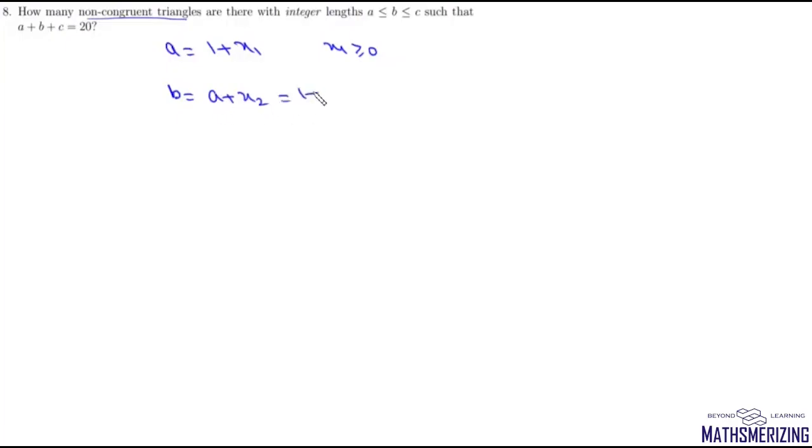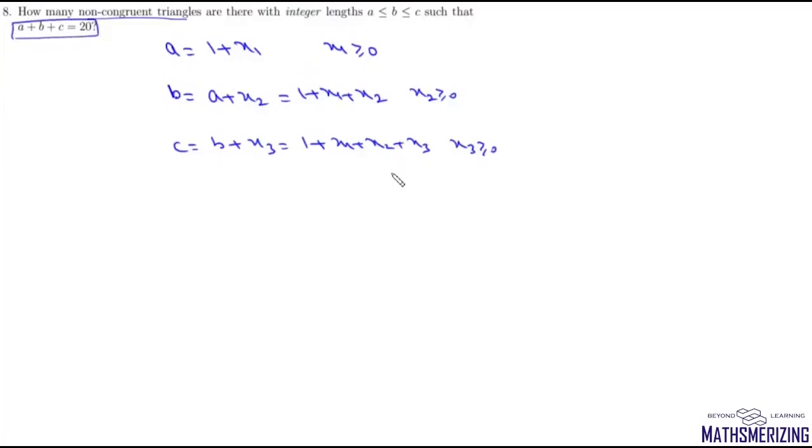So we can write this as 1 plus x1 plus x2, where again x2 is greater than or equal to 0. And in the same way, c is greater than b, so we can write c as b plus x3. Which simply means we can write this as 1 plus x1 plus x2 plus x3, where x3 is also greater than or equal to 0. Now we are given the condition that a plus b plus c is 20.